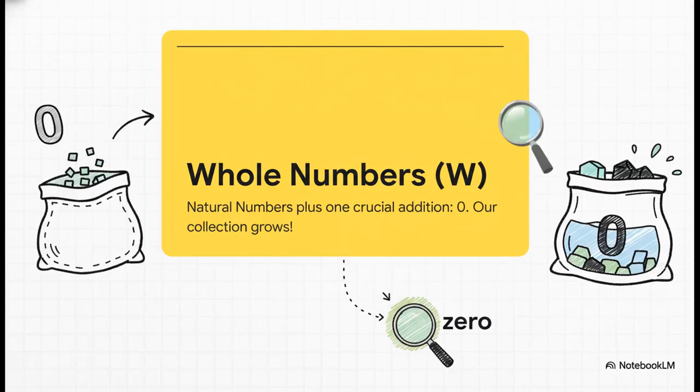Wait a second. Hold on. Did you see that? We walked right past a super important number. We forgot 0. Let's back up, scoop it up, and toss it in the bag. And you know what? The second we add 0, our collection gets a whole new name. It's not just natural numbers anymore. Now we've got the whole numbers.